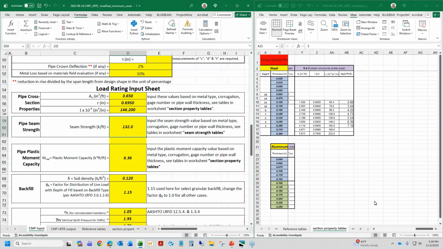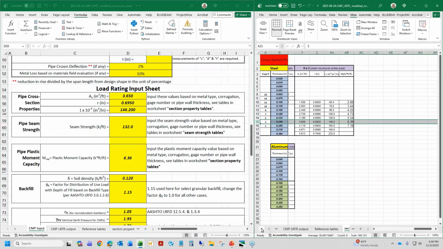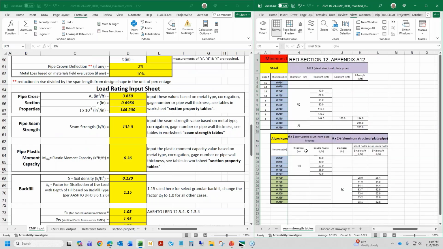Then we have to give our seam strength, which is the strength of the bolted seam. As you remember from Dr. Sargan's at undergraduate, it's looking at the shear pull-out strength of that particular bolt in that particular installation. So we go to seam strength, and again, we go to 3 gauge, and we look to seam strength is 132 kips per foot.